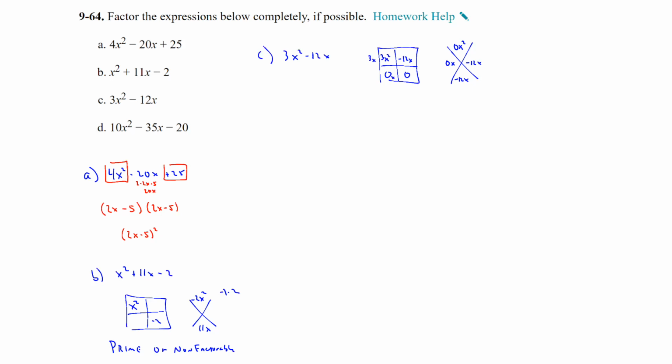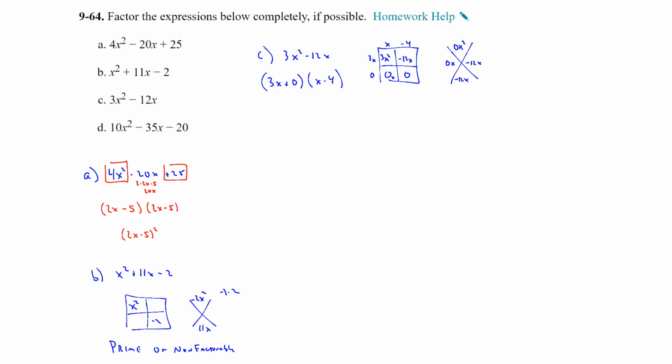And so when you set this up, it looks a little different here, but what you have is you have a 3x here times x will give you 3x squared, and then the minus 4 would give you negative 12x, and then x times 0 is going to give you 0x. And so this factors to 3x plus 0, or you could just say 3x, and then x minus 4. And so that would be factored completely.